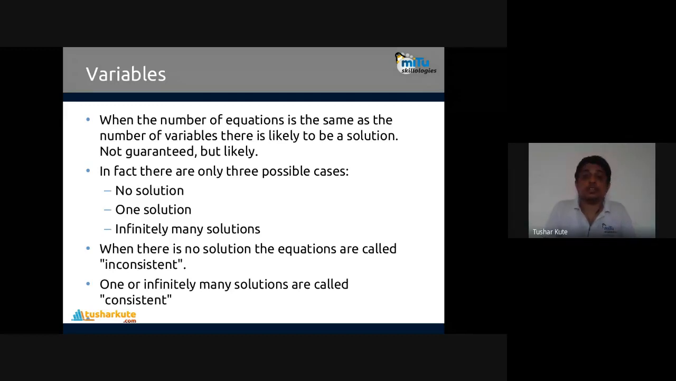The number of equations is the same as the number of variables. Remember, there are only three possible cases in linear equations: first, no solution; second, one solution; and third, an infinite number of solutions. When there is no solution, the equations are called inconsistent.